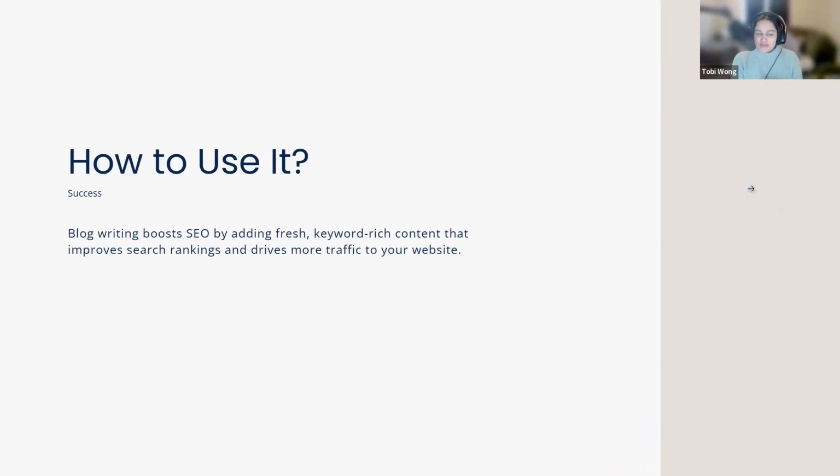Okay, so first we're going to look at how to use it. Blog writing boosts SEO by adding fresh, keyword-rich content that improves search rankings and drives more traffic to your website. So in other words, regular blog writing is honestly one of the most effective ways to improve a website's visibility in search engines. Each post creates a new index page on your site, giving search engines more opportunities to understand what your business is about and match your content with relevant searches. This is why well-structured blogs naturally need to weave in keywords, answer common questions, and provide valuable information that keeps readers engaged, all of which signal quality to a search engine.